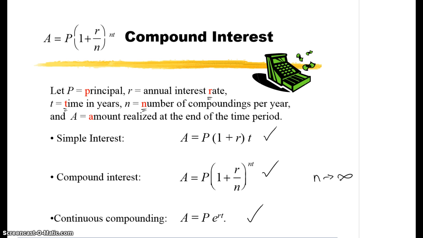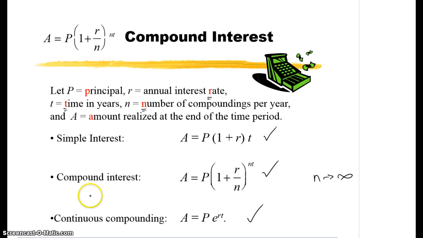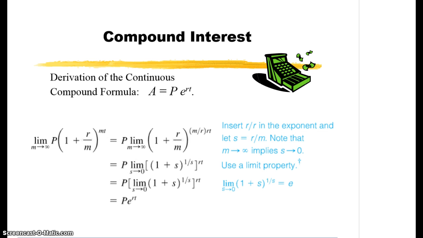So essentially, the formula that we have here for continuous compounding is going to be derived using the formula for compound interest and taking some limits. And here's how that's done. We start with our formula for compound interest, and we take the limit as m goes to infinity of our formula, P times (1 + r/m)^(mt). So what we're saying is make the number of compounding periods go towards infinity. You're compounding every single instant as much as you can.